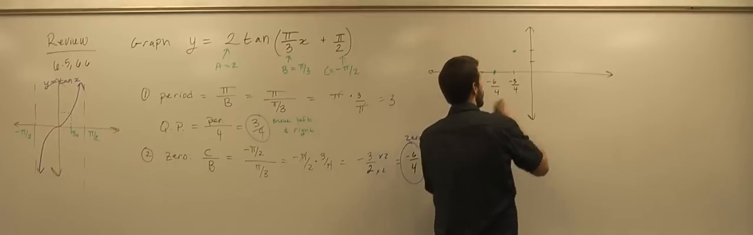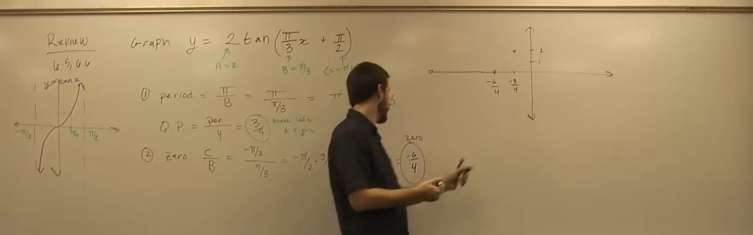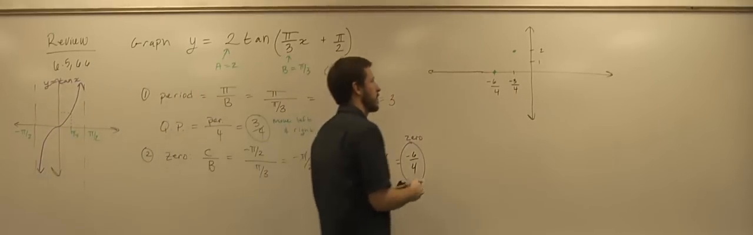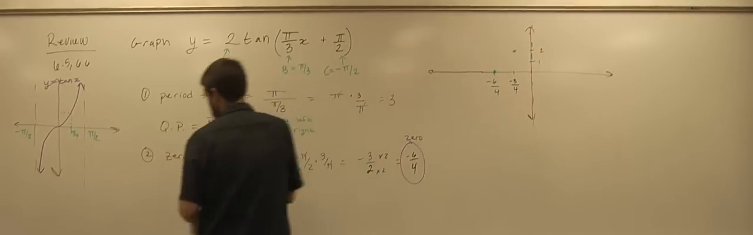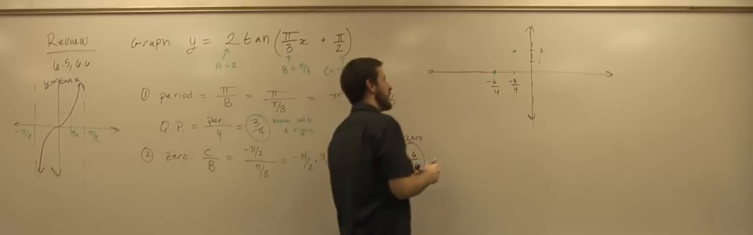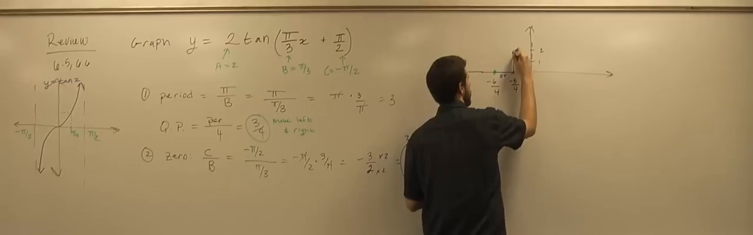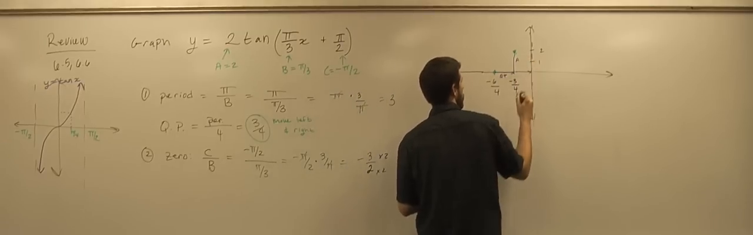Then when I go another quarter period, when I go my second quarter period, another 3/4, then I get an asymptote. So the structure for tangent is the same always. When you go 1 quarter period, you get the A value. When you go 2 quarter periods, you get an asymptote.